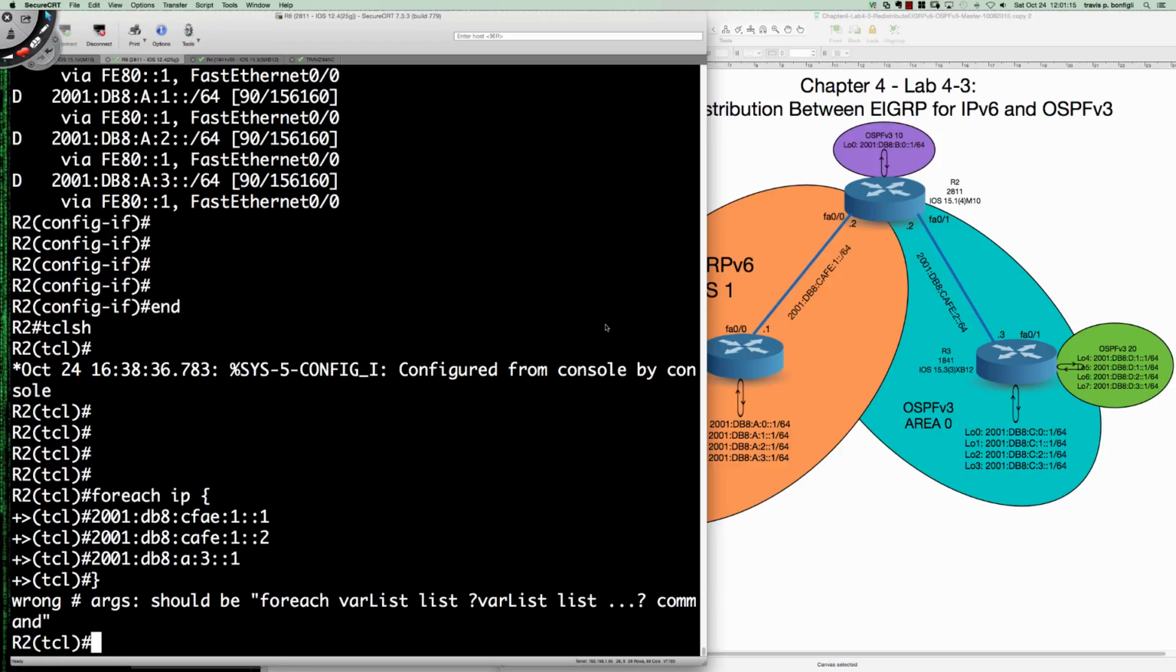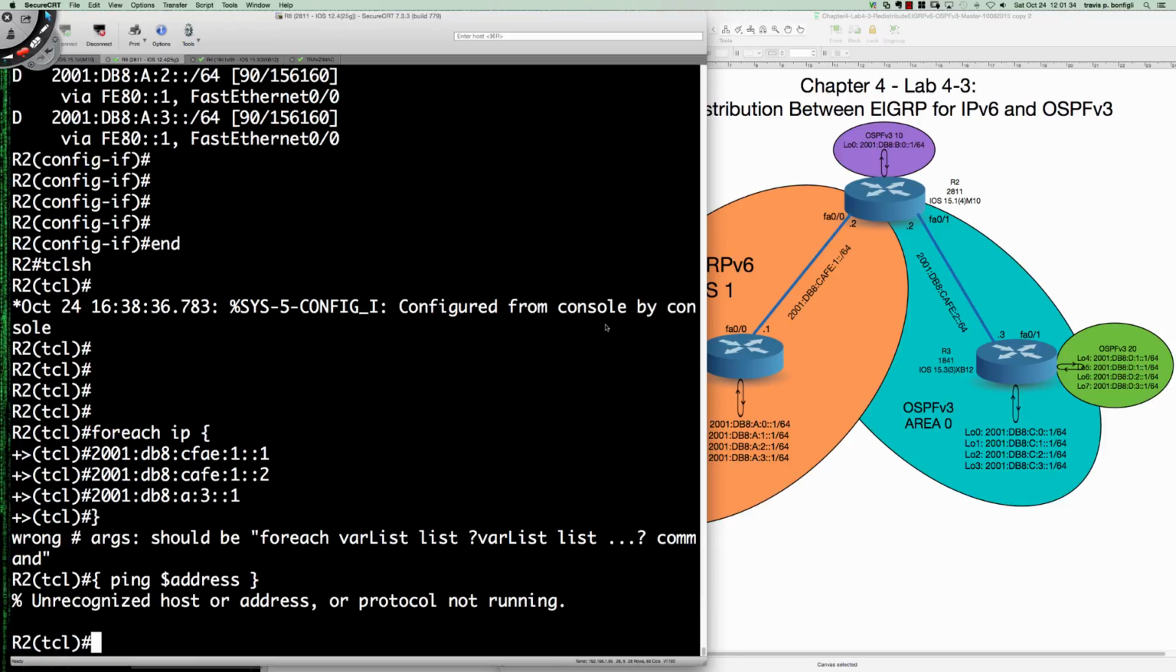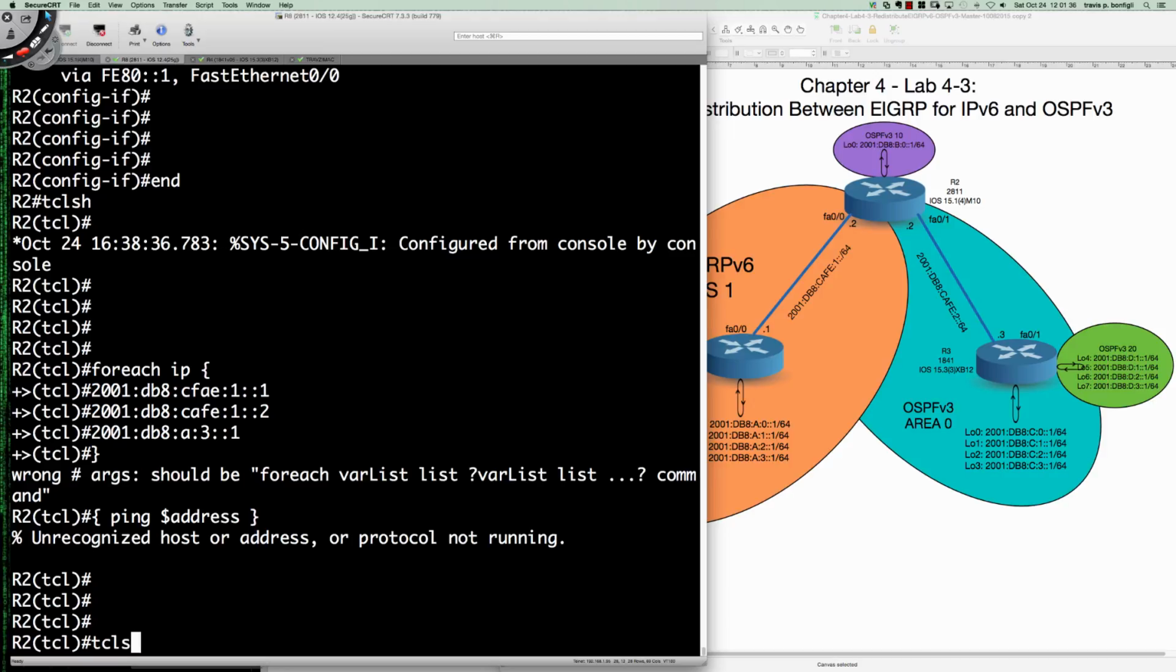And did I miss a command? Wrong number of args should be for each var list. And did I miss something there? That should be correct. Let's see if it takes it here. And it may be the version of code, because this again is unrecognized. So we'll come back. TCL quit.